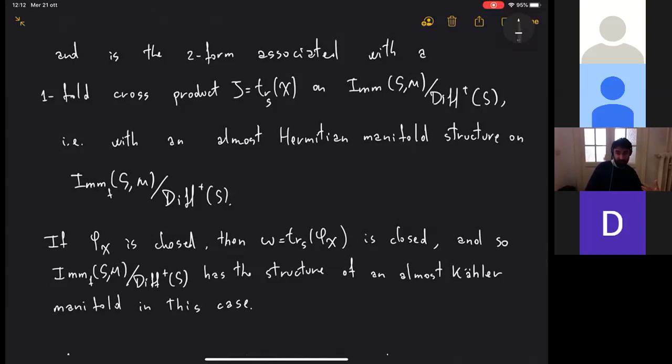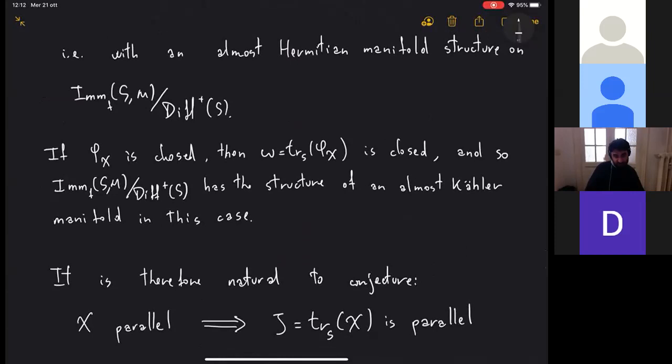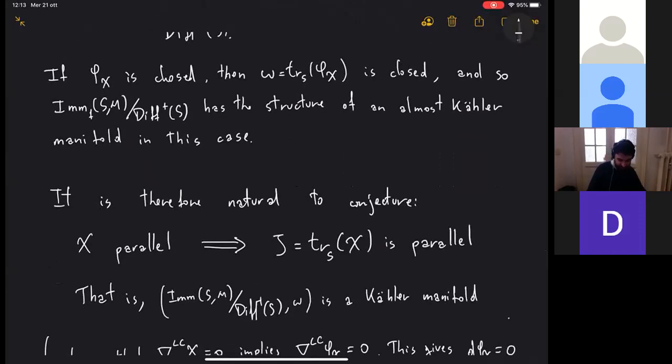So Kähler will refer to the fact that the two form is closed, while without this assumption it is just almost Hermitian. And almost refers to the fact that to this point, J is not necessarily integrable, even formally. So as closed form goes to closed form, it is natural to conjecture that parallel forms go to parallel forms, and so that parallel cross products go to parallel cross products, and so to a parallel complex structure in this case. And in this case, we would have that the shape space would actually be a formally Kähler manifold.